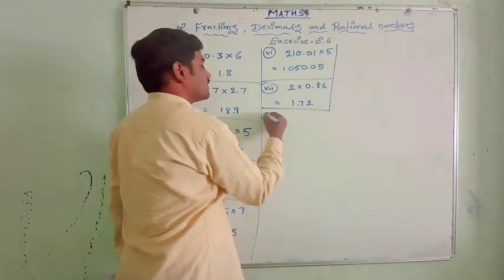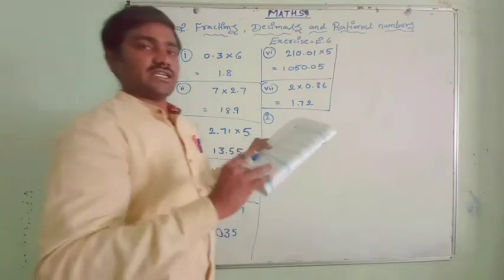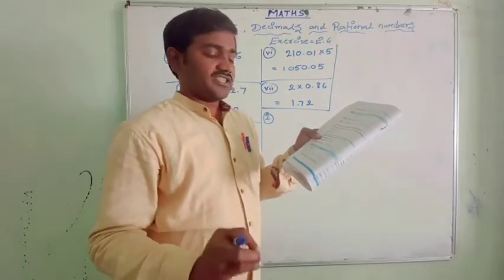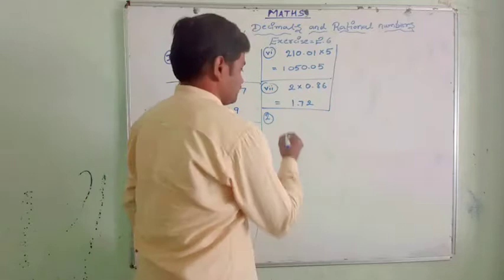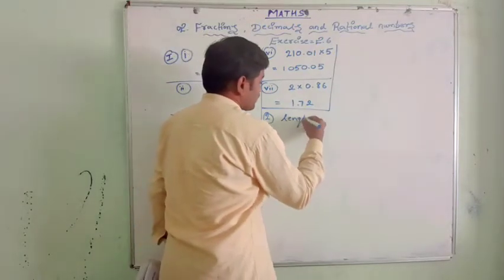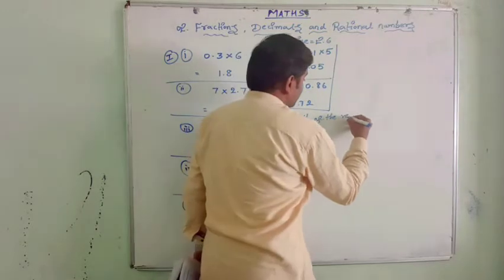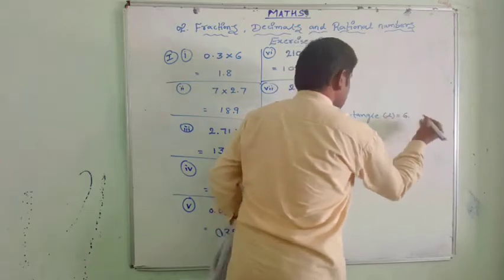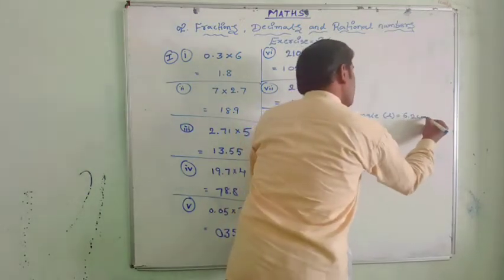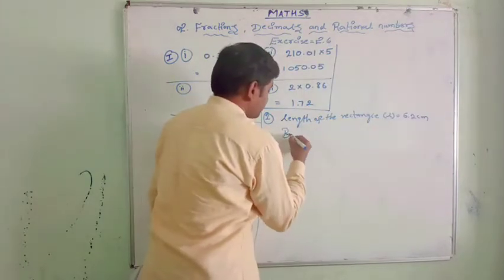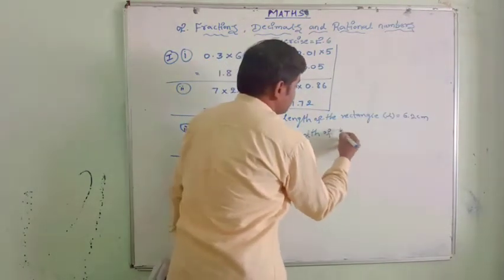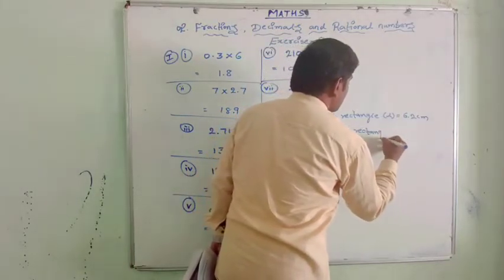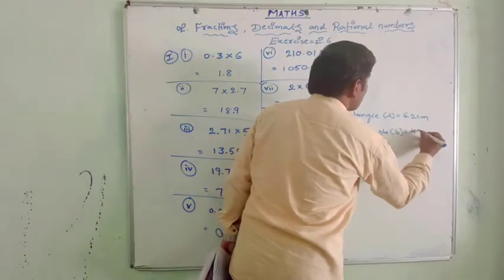Now let's go for the second question. Here there is a word problem. Find the area of a rectangle whose length is 6.2 centimeters and breadth is 4 centimeters. Simple. The length of the rectangle is given. L equal to 6.2 centimeters, and here they have given the breadth of the rectangle, B is equal to 4 centimeters.